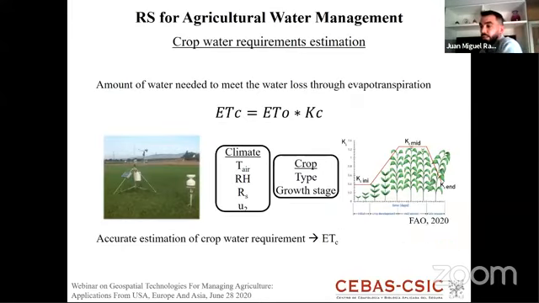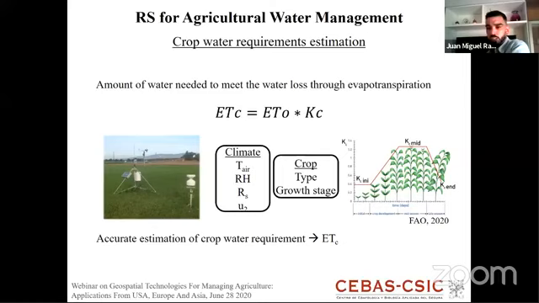Crop water requirements refer to the amount of water that is needed to meet the water loss through the evapotranspiration process. These requirements depend on the climate, included in the reference evapotranspiration term, and on the crop type and its growth stage, represented by the crop coefficient term.